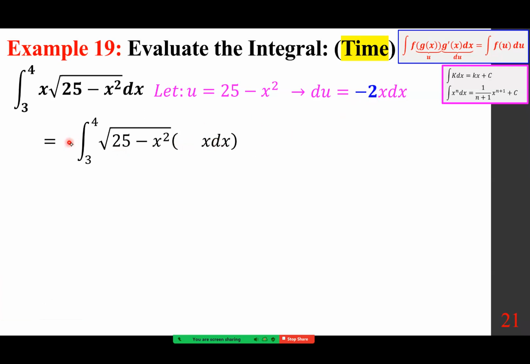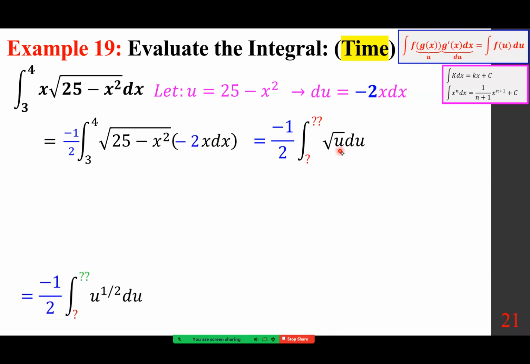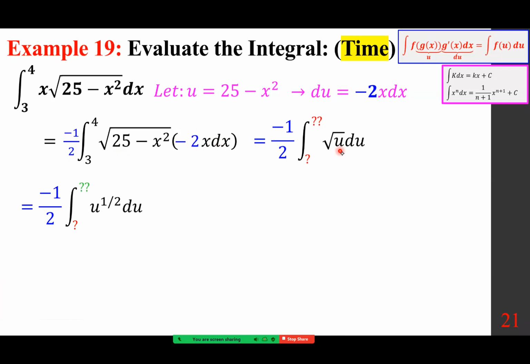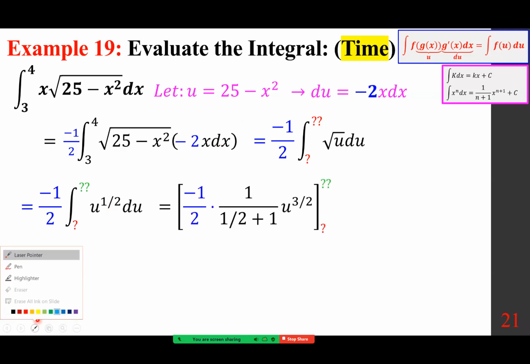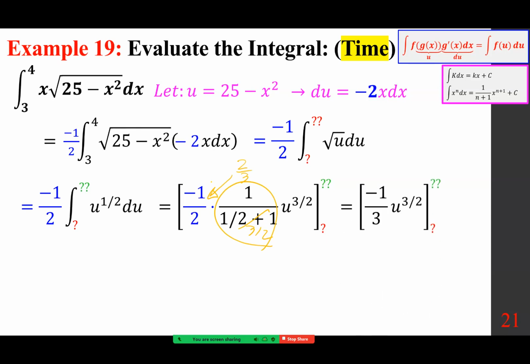If I put minus 2, I will undo it with its reciprocal, negative 1/2. And now I have the square root of u du with the negative 1/2 in front. I'm not going to put the new limits yet. And this is u to the power 1/2. To integrate this, 1 over 1/2 plus 1, u to the power 1/2 plus 1. And we end up with 3/2. 1 over that is 2/3. The product of these two numbers is negative 1/3.